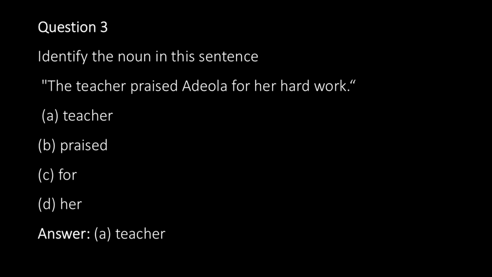This time, you need to identify the noun in this sentence. The teacher praised Adiola for her hard work. The options are A, teacher, B, praised, C, for, D, her. Let's break it down. What are the words? Praised is a verb, it's an action. For is a preposition. Her is a pronoun, replacing Adiola. That leaves us with teacher.